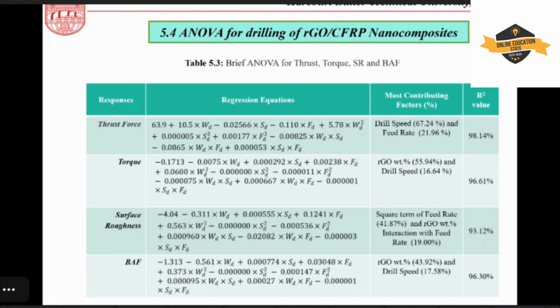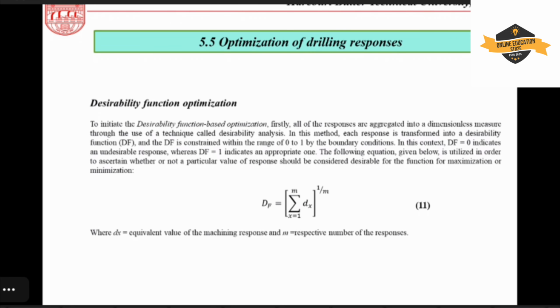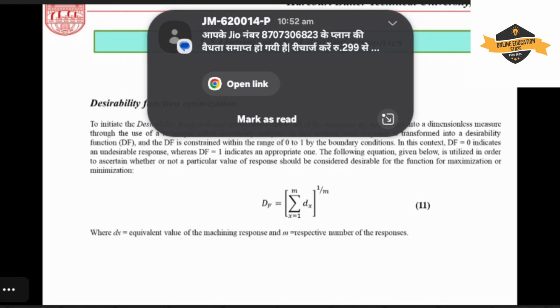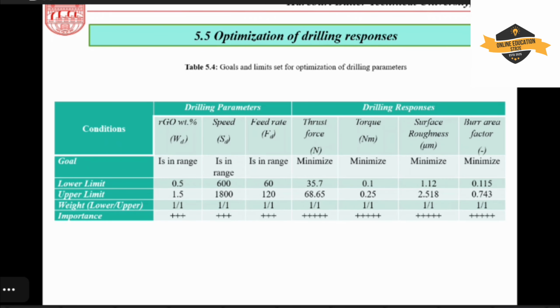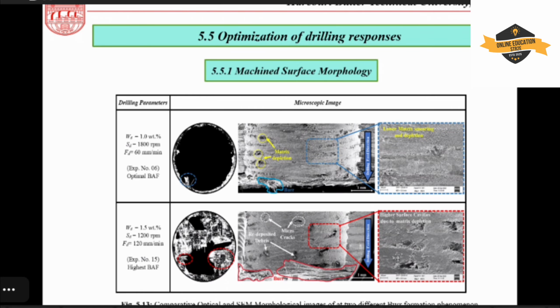Further, we analyzed the burr area formation with the help of 3D plots, and we estimated the R square to evaluate the model adequacy of our performed experiments, or the correlation between the parameters and the response. Further, we used DFA, the desirability function analysis, for optimization purposes. Finally, we have the optimal responses. Experiment number 6 is the optimal response which we achieved.